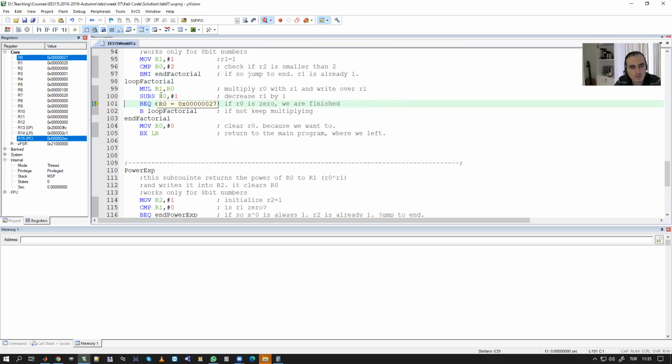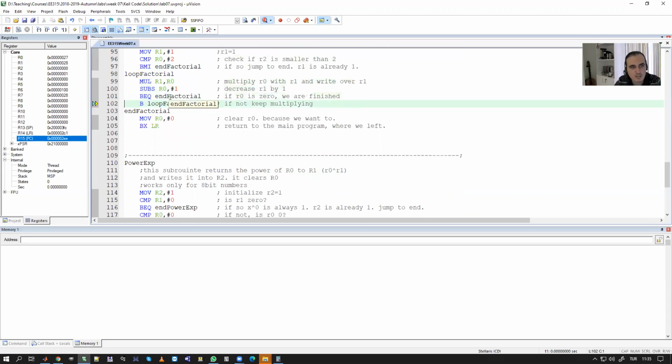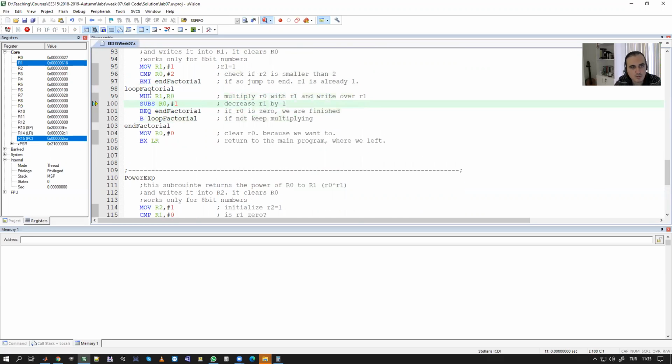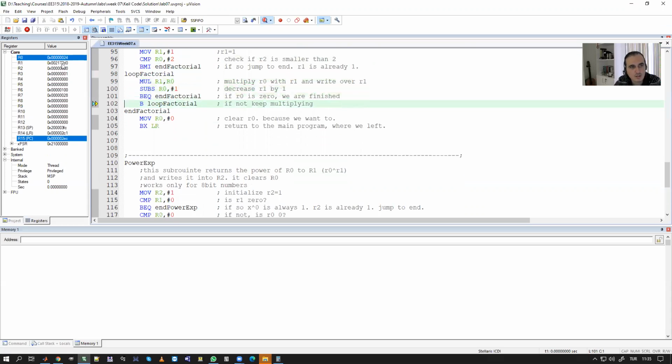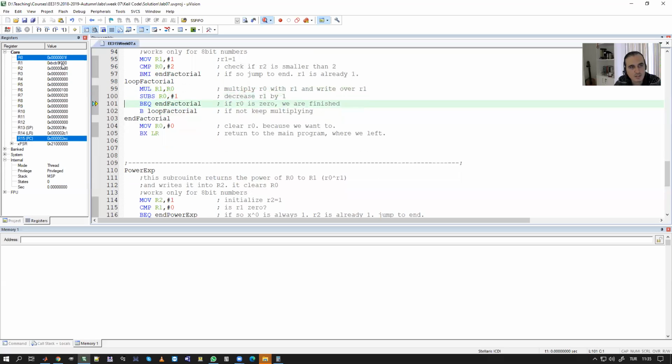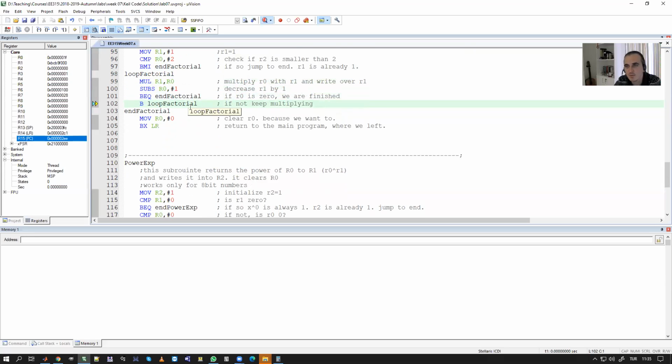Now R0 is 39, hexadecimal 26. It's doing the multiplication, yes. No problems with that. And as you can see, the number grows here. It becomes so big that I lose it. After a couple of calculations, the number becomes so big that it cannot be represented in 32 bits, guys.